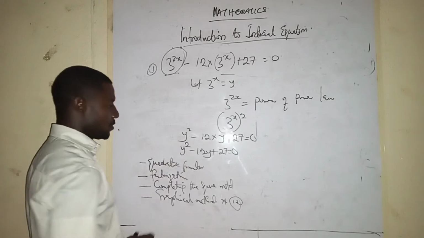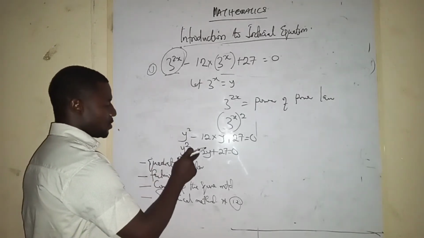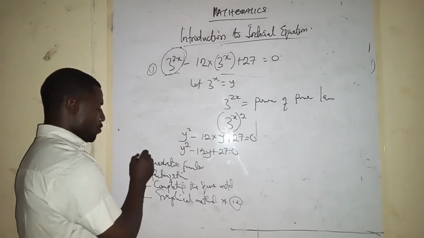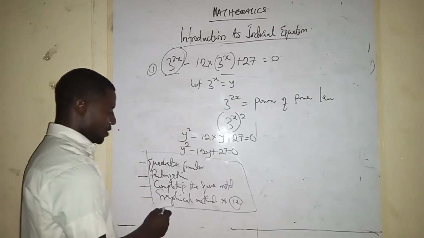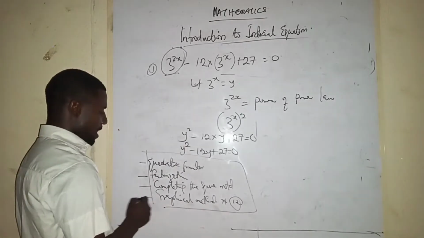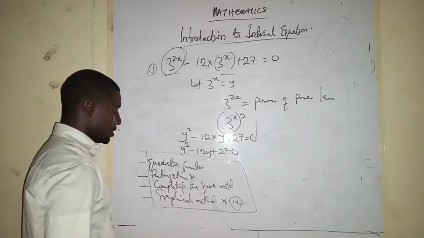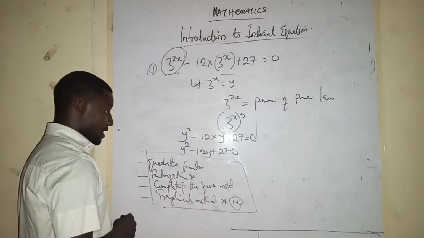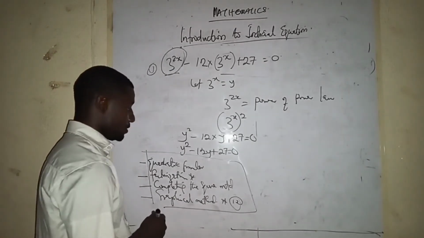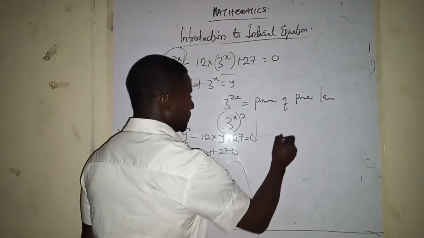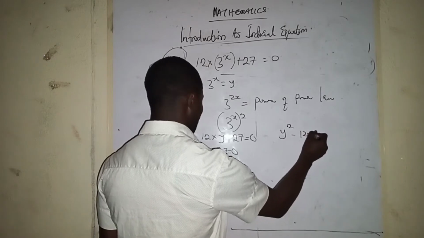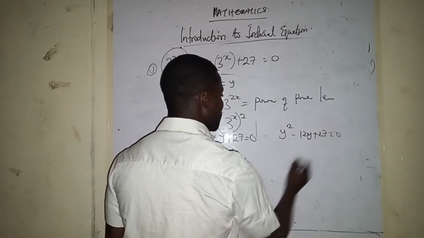Now let's progress. y squared minus 12y plus 27 equal to 0. Whatever method you use among these 4, you will arrive at the same answer. But I told us, I said factorization is the simplest. And for this class, I think we should just use it so that we can progress. Now how do you factorize? You have y squared minus 12y plus 27 is equal to 0.